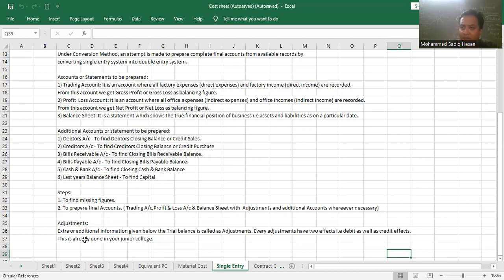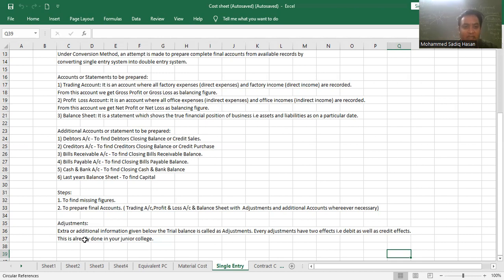It's very easy preparing the accounts, but it's going to be lengthy. So see that you do the sum at a fast pace, because if you do it slowly, you may not be in a position to complete the paper. Adjustments are already done. Every adjustment has two effects. The same concept you're going to follow here also.